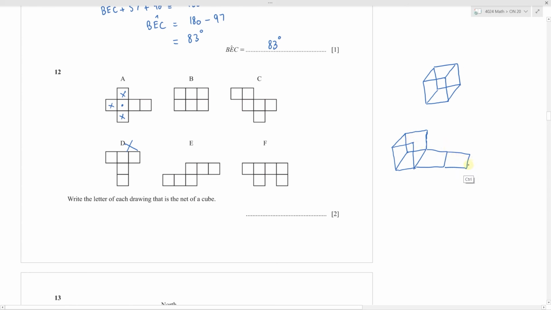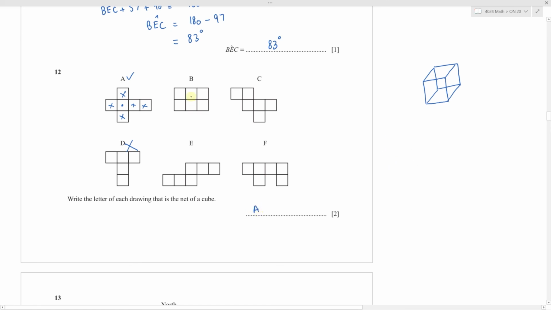So let me show you what I mean. So this will become my right side, and then I have this one on the top. So I have this right side folded up, and then I have this one on the top that I can close like a lid to form the top of this cube. So now I have used up all of these and it formed a cube. So A is a drawing that can be a net of the cube. So A is correct. And then let's move on to B.